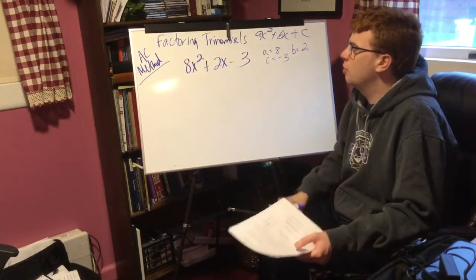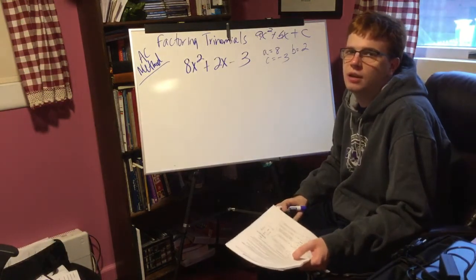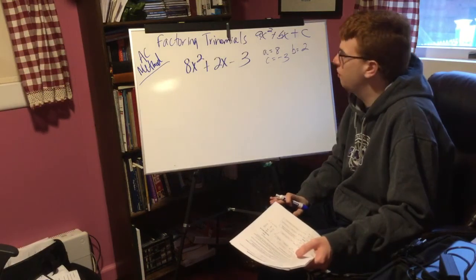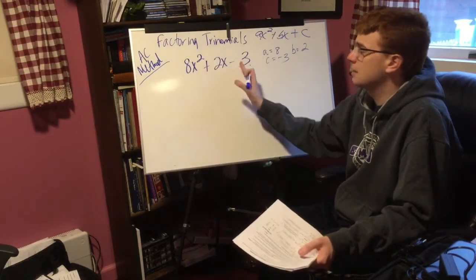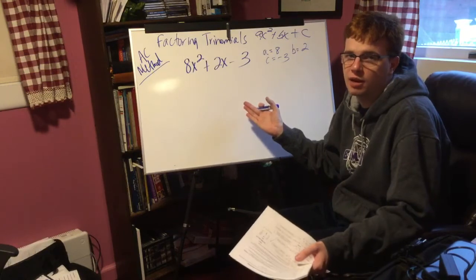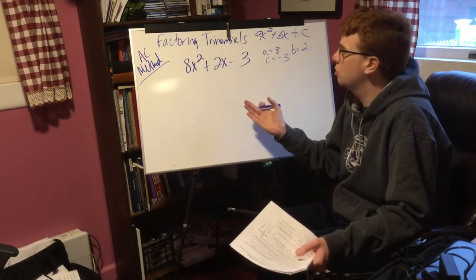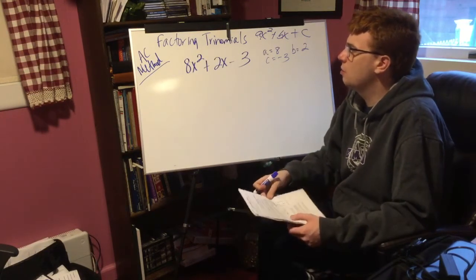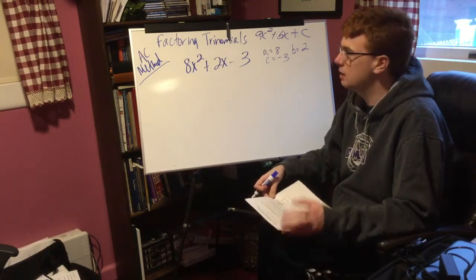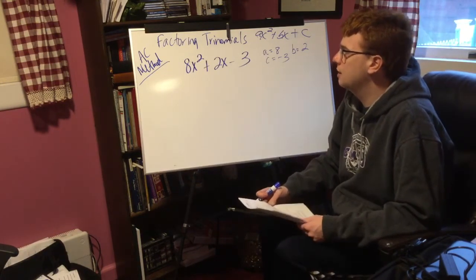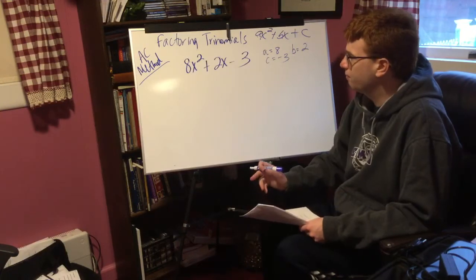Our first step would be to see if we have any greatest common factor that we could divide out of all these terms. In this case, there is no greatest common factor that you could divide out, so we're going to continue on. But just be aware that that should be the first thing on your mind. Is there a greatest common factor? And if so, factor that out.